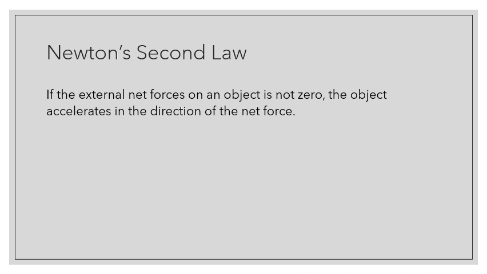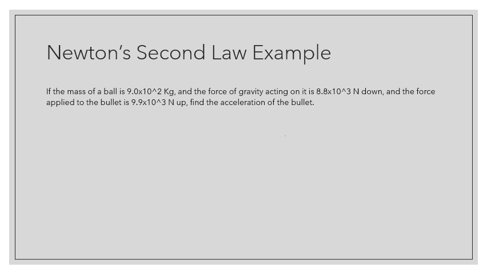Newton's second law states that if the external net force on an object is not zero, the object accelerates in the direction of the net force. This is given by the equation net force is equal to mass times acceleration. So now we'll go over an example of a question that employs Newton's second law.